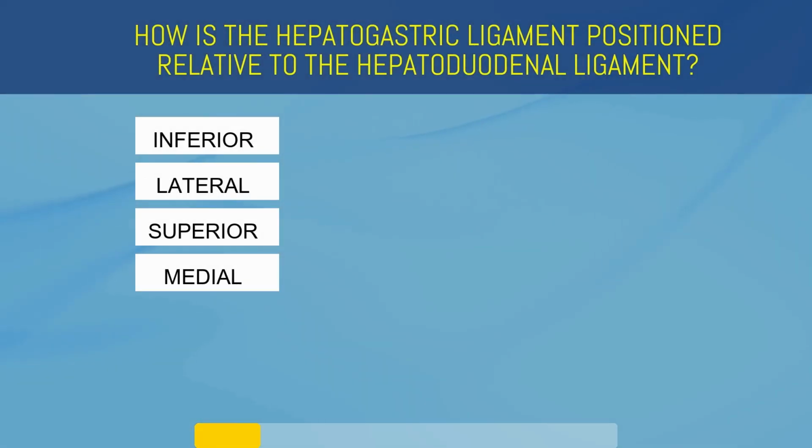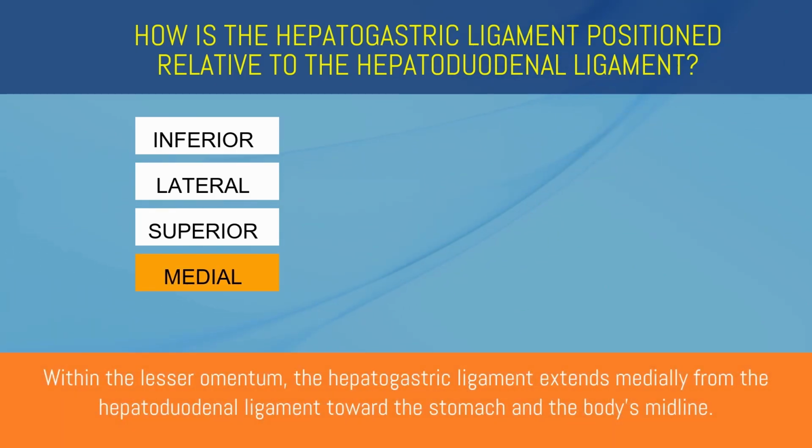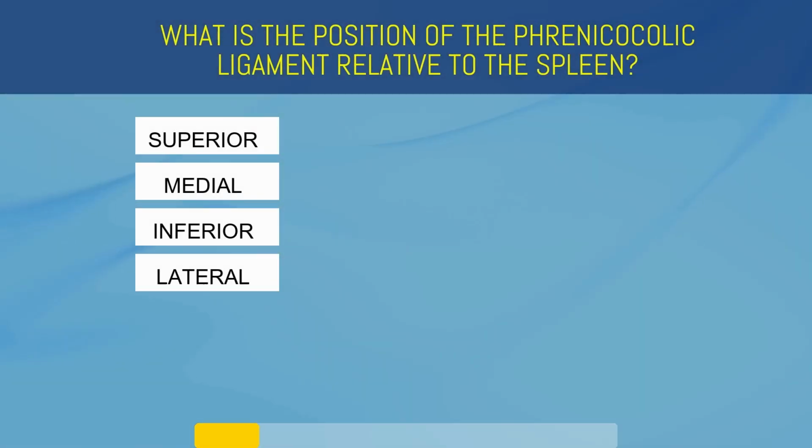How is the hepatogastric ligament positioned relative to the hepatoduodenal ligament? Inferior, lateral, superior, or medial? Medial. Within the lesser omentum, the hepatogastric ligament extends medially from the hepatoduodenal ligament toward the stomach and the body's midline.